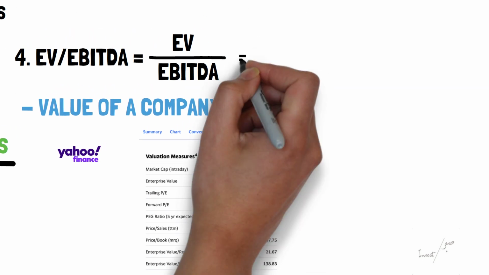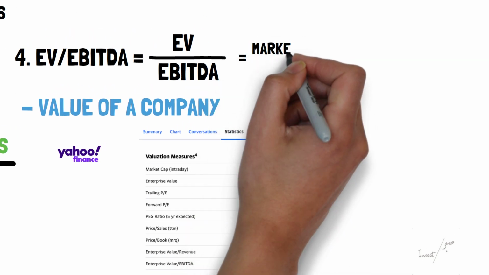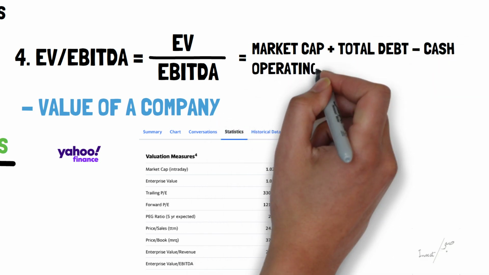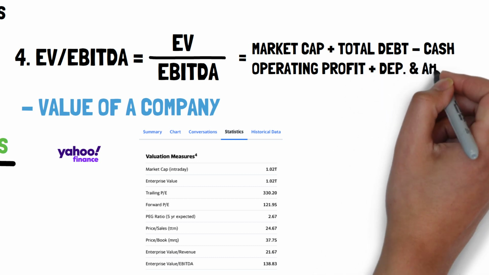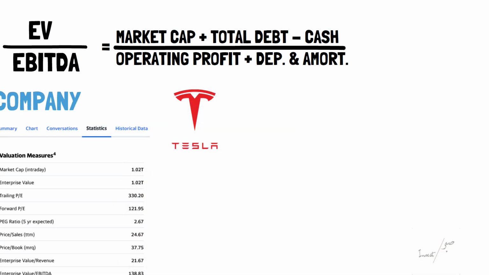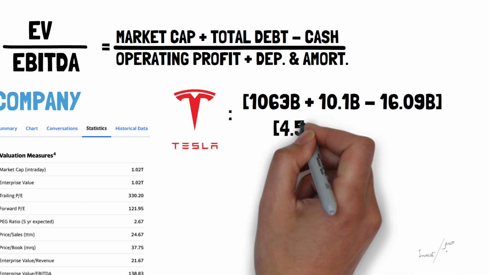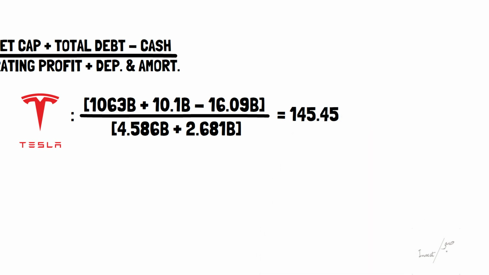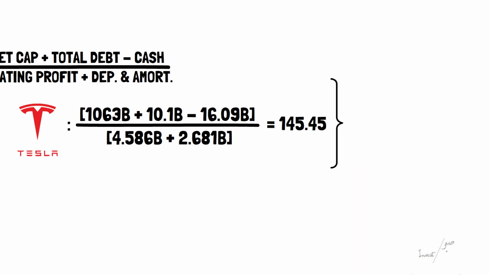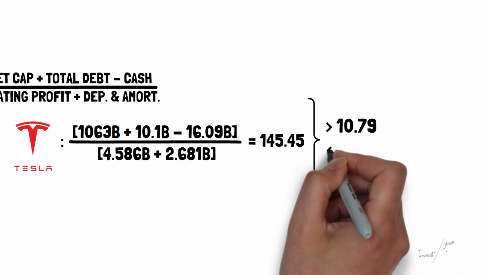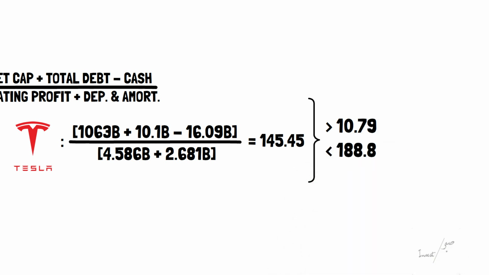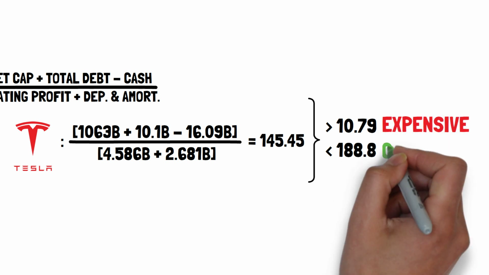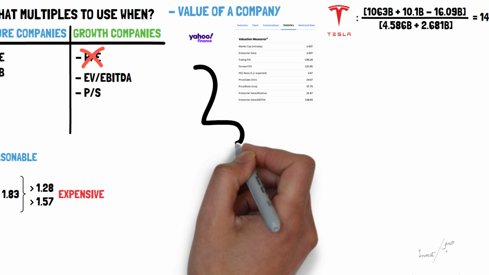First, we have to find the enterprise value, which is found by taking the market cap, adding total debt, and subtracting cash. Then, we can find the EBITDA by looking at the company's income statement. We will use Tesla as an example here. First, we calculate the enterprise value, and then we divide it by the EBITDA, and we get 145.45. Comparing it to its peers, which is 10.79, and its 5-year average, which is 188.8, we can say that Tesla is overvalued when comparing it to its peers, but undervalued when looking at the average for the company.